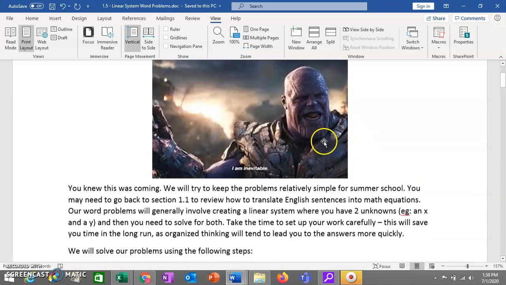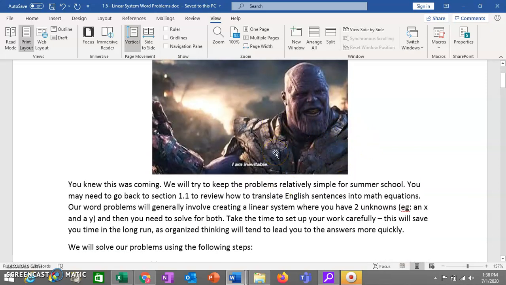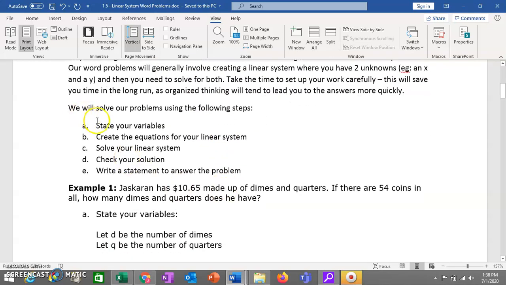So I didn't write down the actual learning goals here, but your learning goals essentially are going to be to solve word problems that use linear systems, as well as to write your work in an easy way to understand that is systematic, logical, and helps you to solve the problem. So I'm going to show you what I mean. I essentially have a scheme of doing that in this lesson. Okay, and this is the scheme.